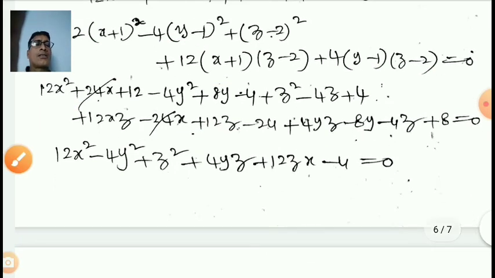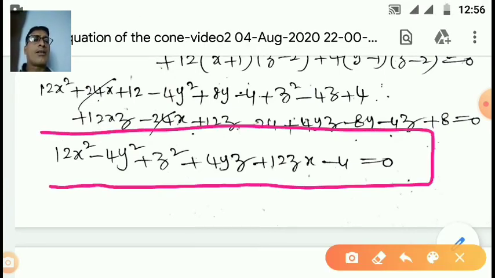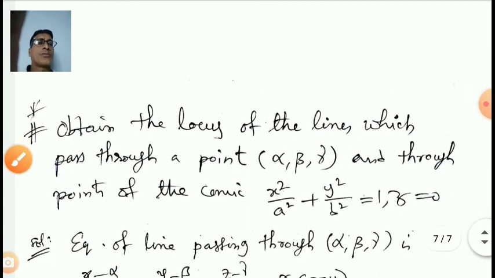adding or subtracting the like terms, finally on simplification you will get this equation: 12x square minus 4y square plus z square plus 4yz plus 12zx minus 4 is equal to 0. This is the equation of the required cone. We will see another problem.